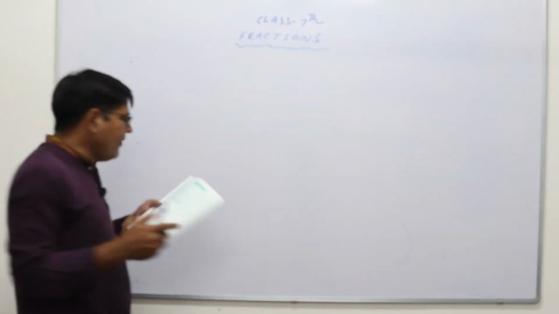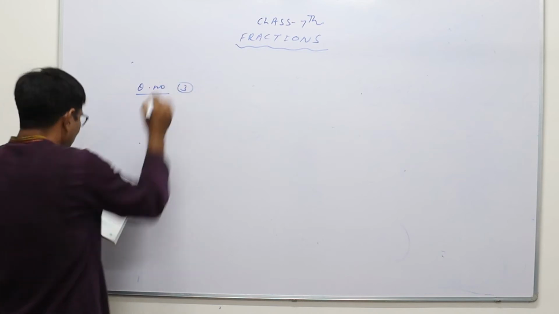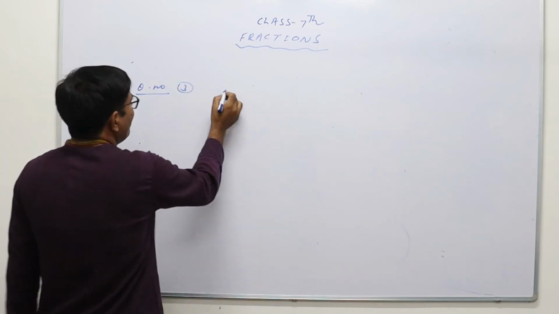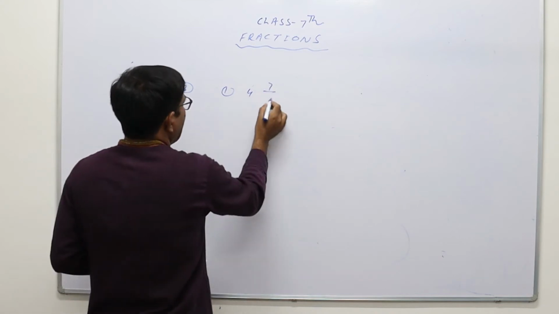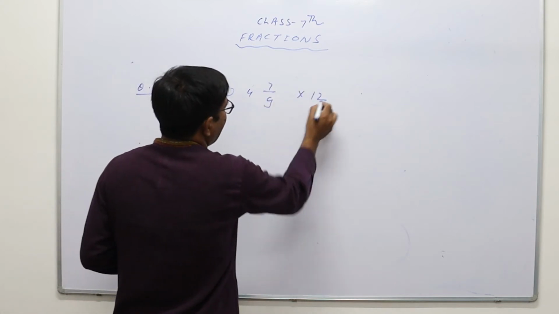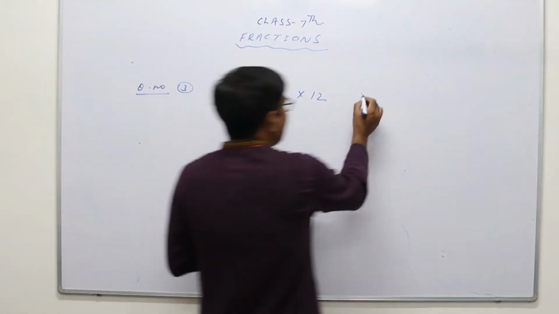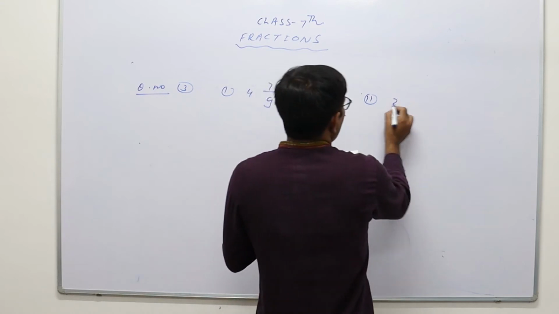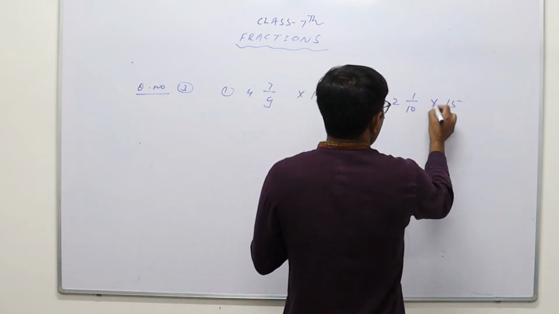Find the value of question number 3. Find the value of the first question: 4 and 7 upon 9 multiplied by a whole number 12. Similarly, second question, 2 and 1 upon 10 multiplied with a whole number 15.